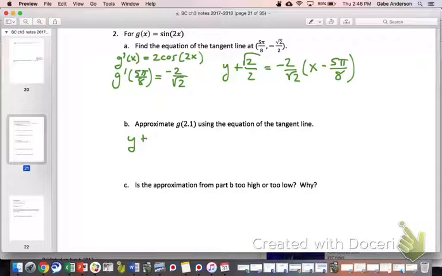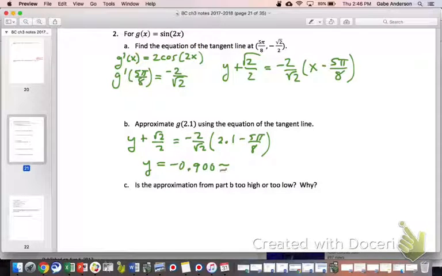Okay. So then in B, this is obviously where the calculator would come in handy. We'll just plug that in. So y plus root 2 over 2 equals negative 2 over root 2 times 2.1 minus 5 pi over 8. Would you guys mind sharing what you got for the y value once you solved it? Negative 0.900. Okay. So then we'd say that that's approximately equal to g of 2.1. So I'm hoping that A and B, maybe it took some effort, but you just had to get it done and you could do it okay.